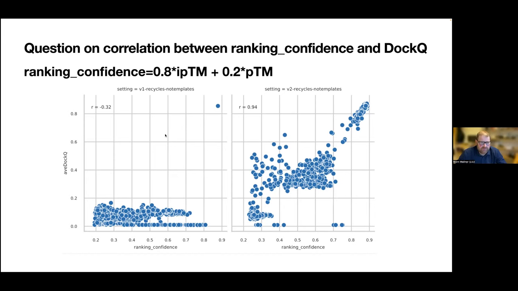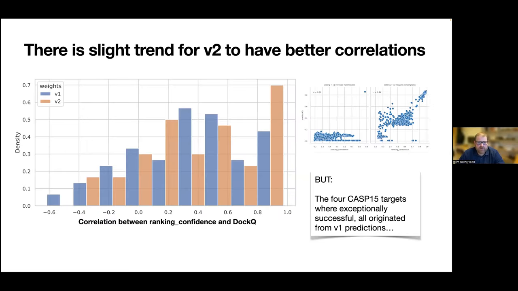Here is one example where version 1 has a very poor correlation and version 2 very good correlation. However, they both select similarly good models in terms of quality. I looked at the correlations between ranking confidence and DocQ. This is a density plot over how frequent different correlations are obtained per target. So these are per target correlations. There seems to be a slight bias for version 1 to have better correlations with DocQ, which is the measure I used.